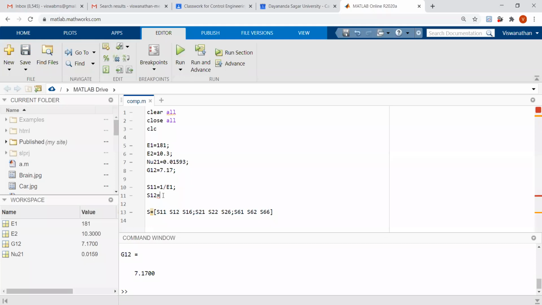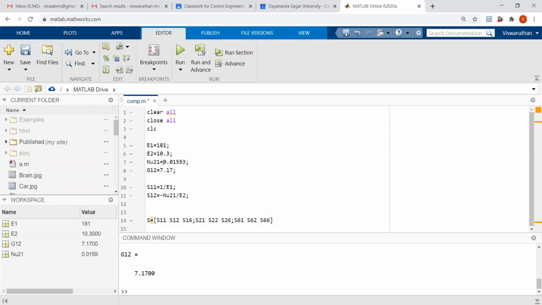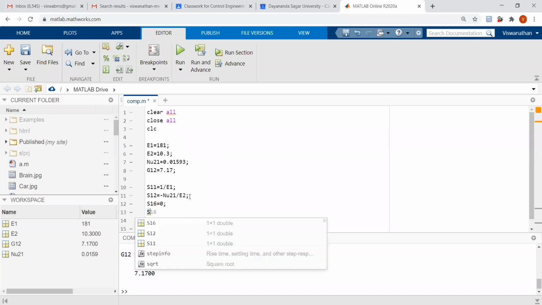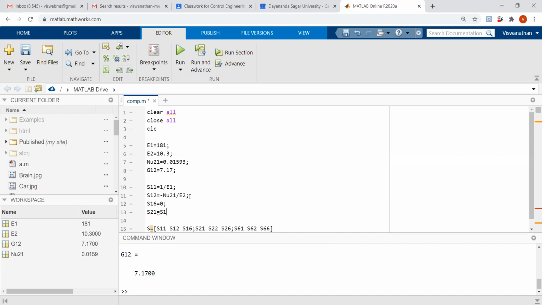What is S12 equal to? Minus Nu21 by E2, sir. Yes, Nu21 by E2. I can write it as Nu12 by E1, but I have defined Nu21 here, not Nu12. So I'm taking Nu21 by E2. S16 is 0, and then what else? S21, can I put it as S21 is equal to S12? Yes, sir. Then S22 is equal to 1 divided by E2.